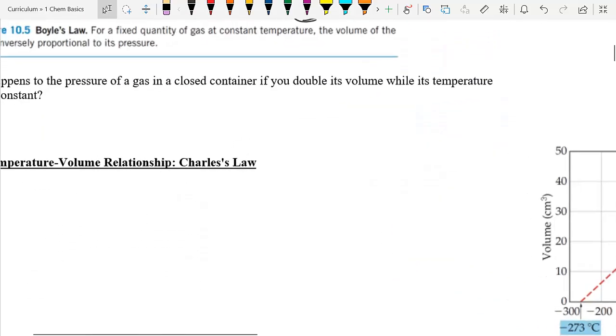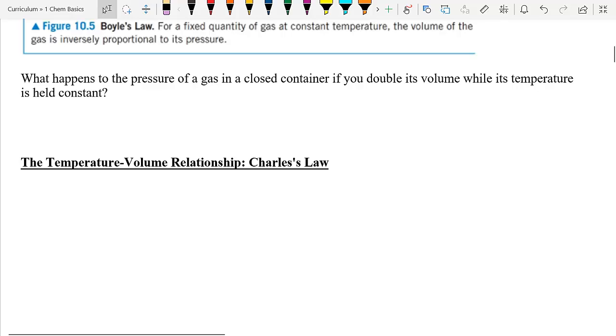Now, just to think about it, what happens to the pressure of a gas in a closed container if you were to double its volume while its temperature is held constant? Well, we now know the relationship that as pressure goes up, volume goes down, and vice versa. When we look at this specific situation, it says we double its volume. So the volume is going to go up times 2.